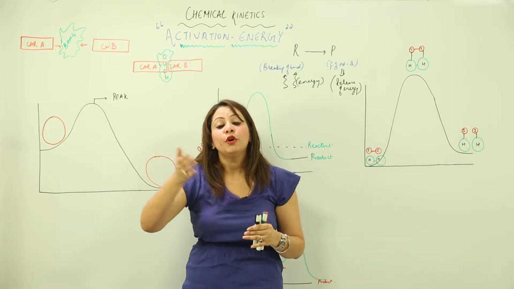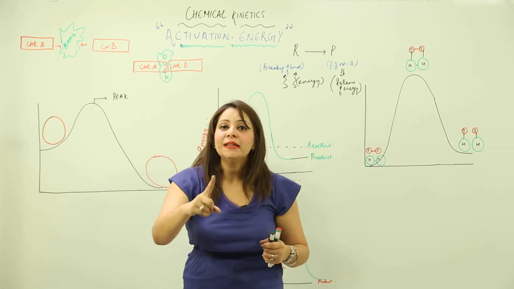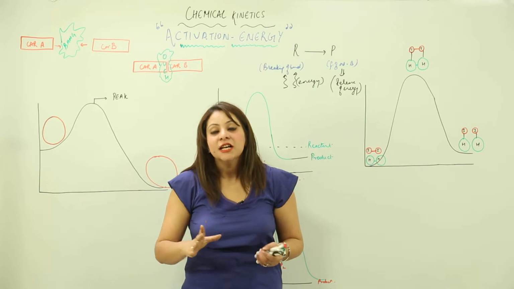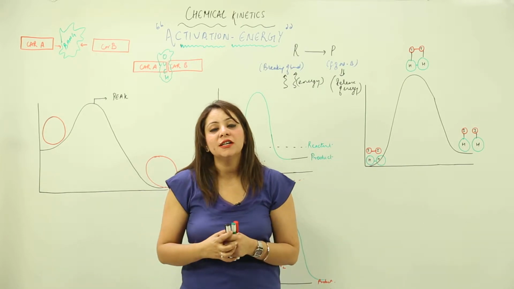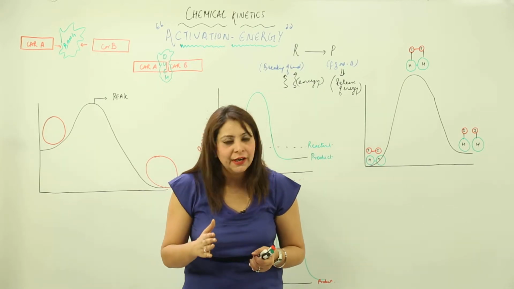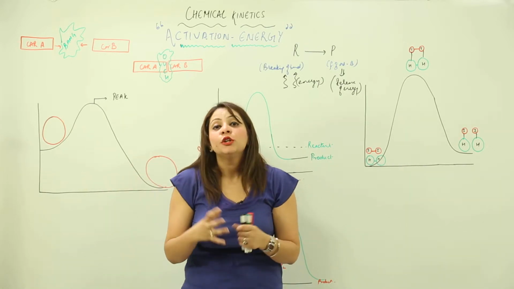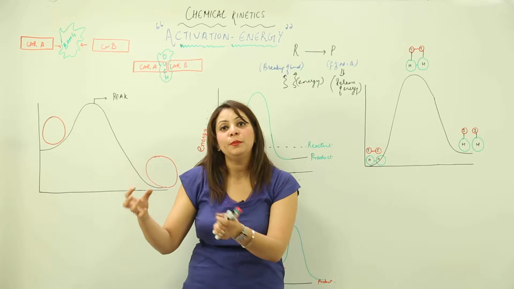So for the reaction to happen, keep in mind one very important thing: the collision between reactants must occur. Our first concern is that we need to break the bonds, and for breaking the bonds we need to make the reactants closer to each other, not just placed next to each other.